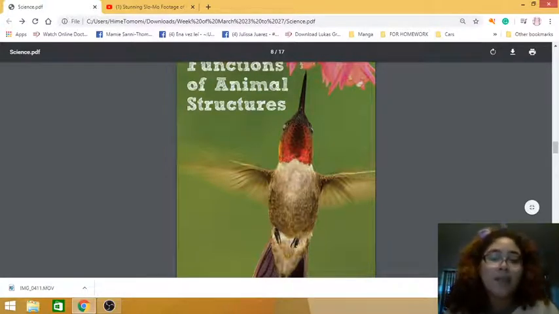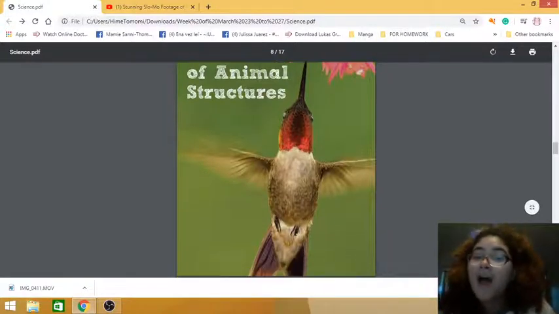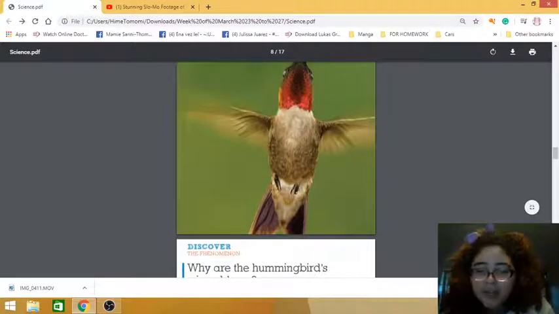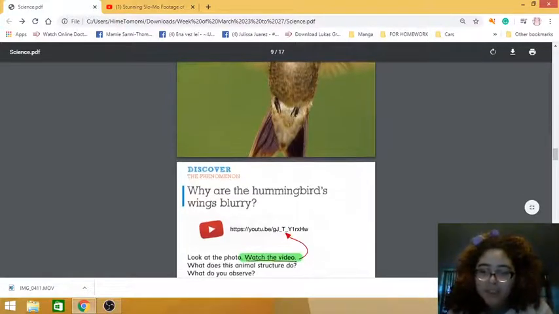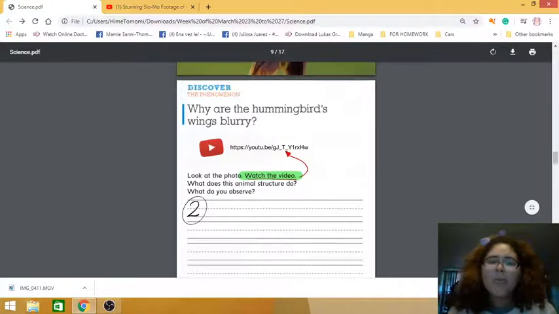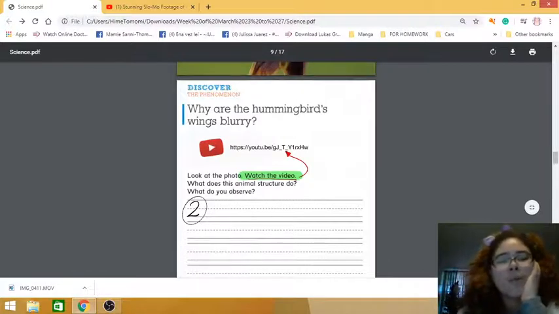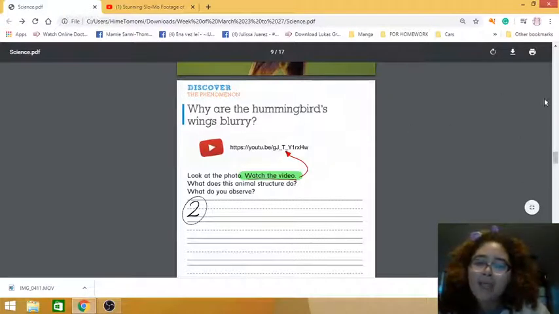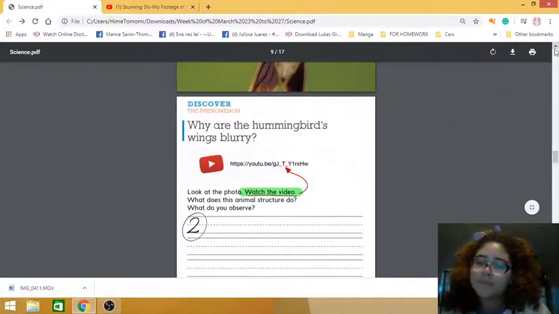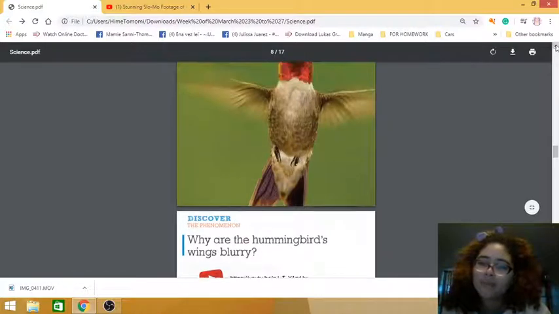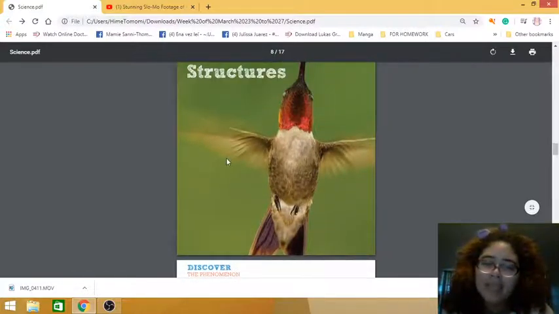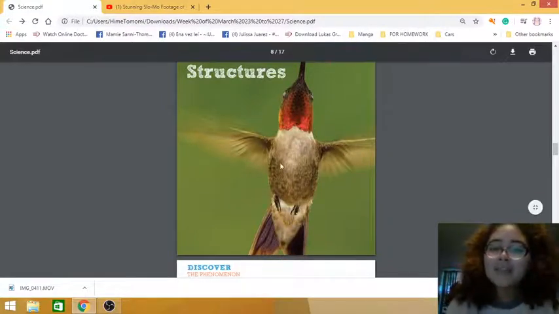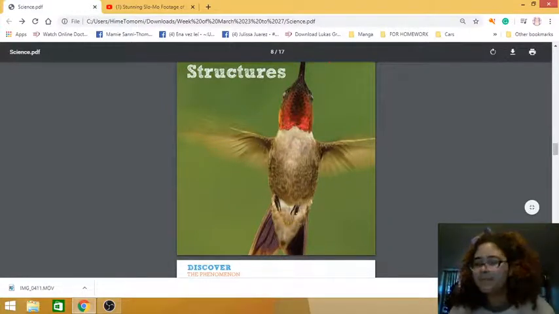So look at this beautiful picture of a hummingbird. And we're going to continue down here to see our question. It says, why are the hummingbird's wings blurry? Let's go back up and look at the picture. Do you see that? You can't see it clearly defined. It's actually blurry, but why is it blurry?